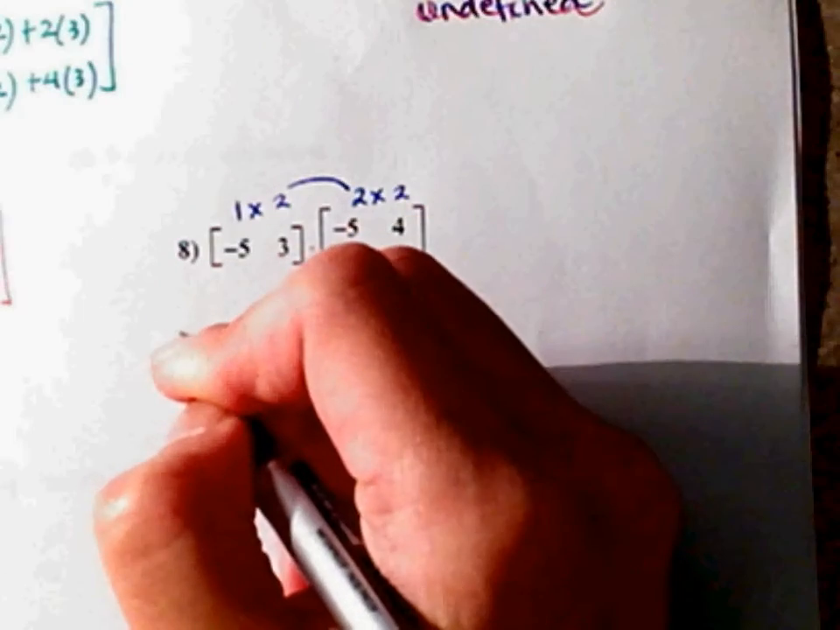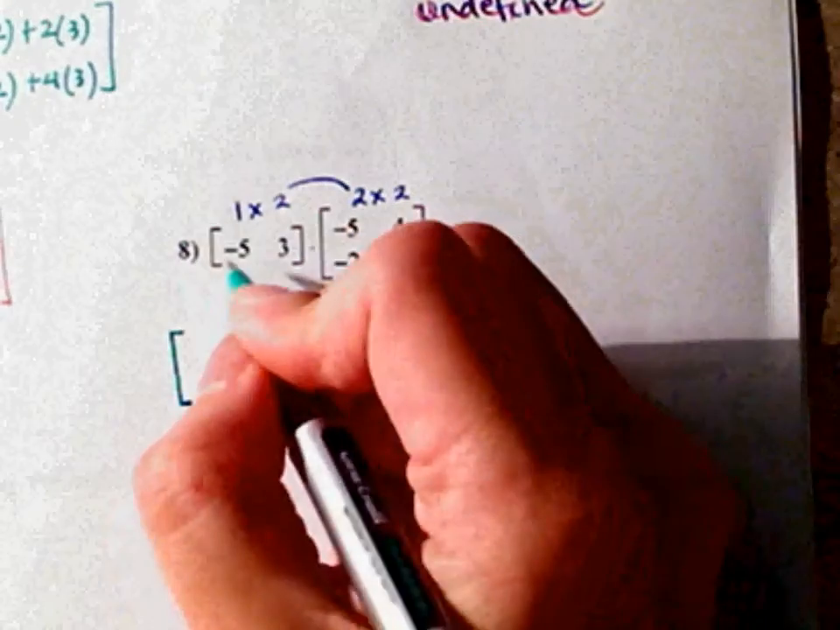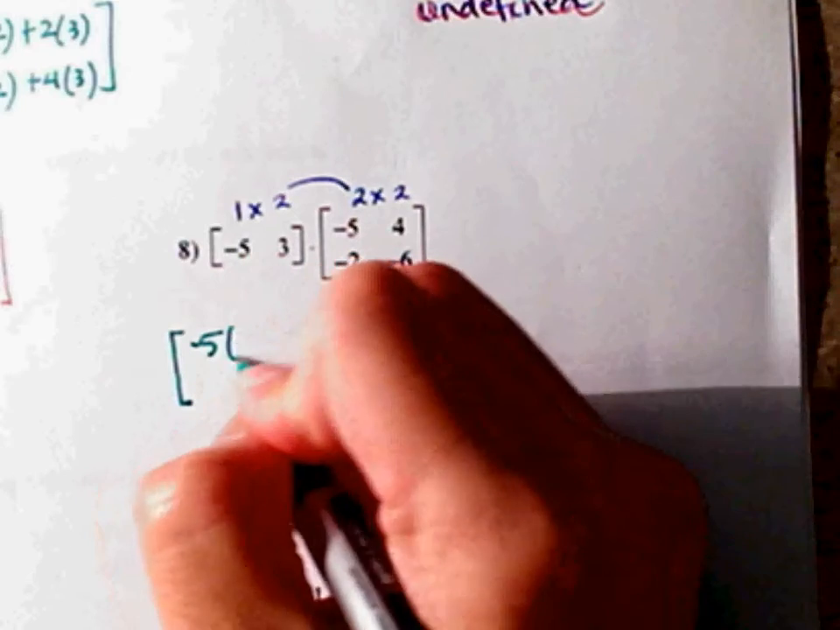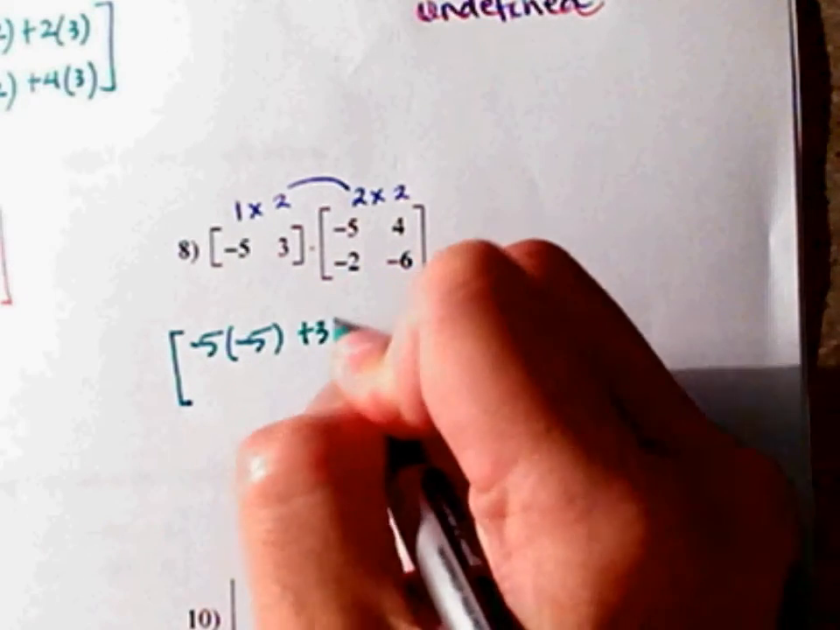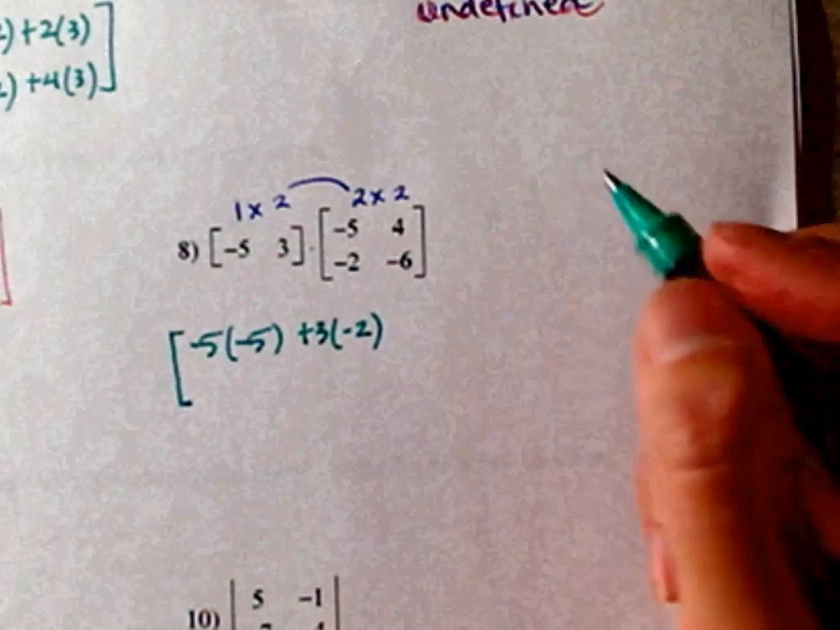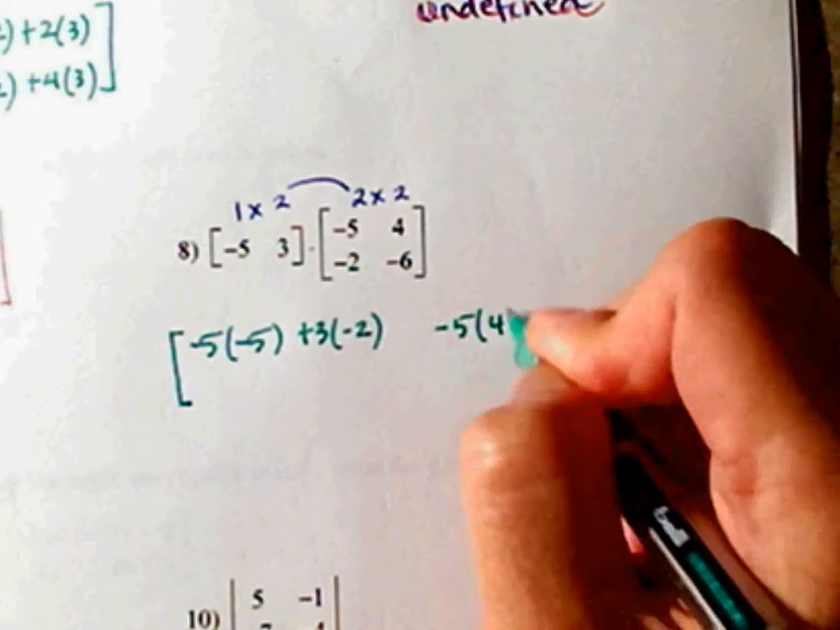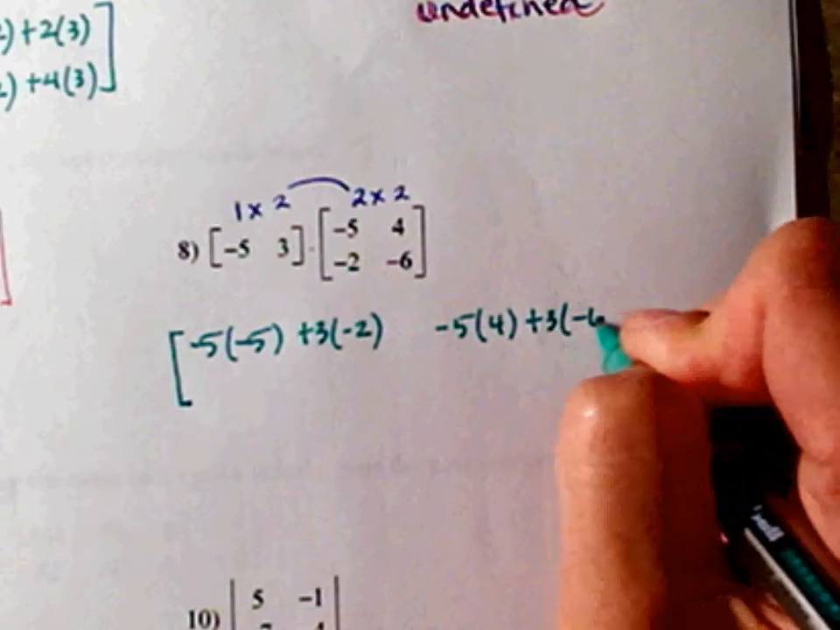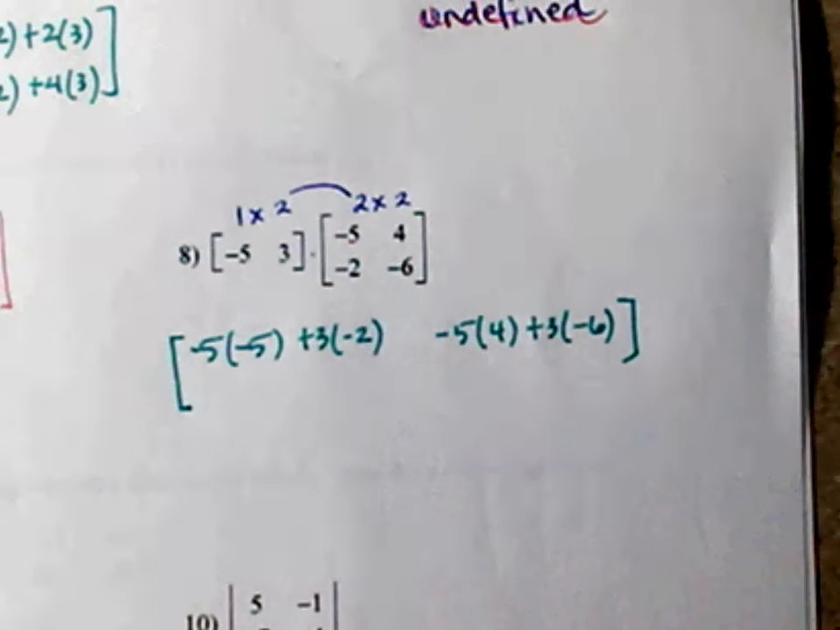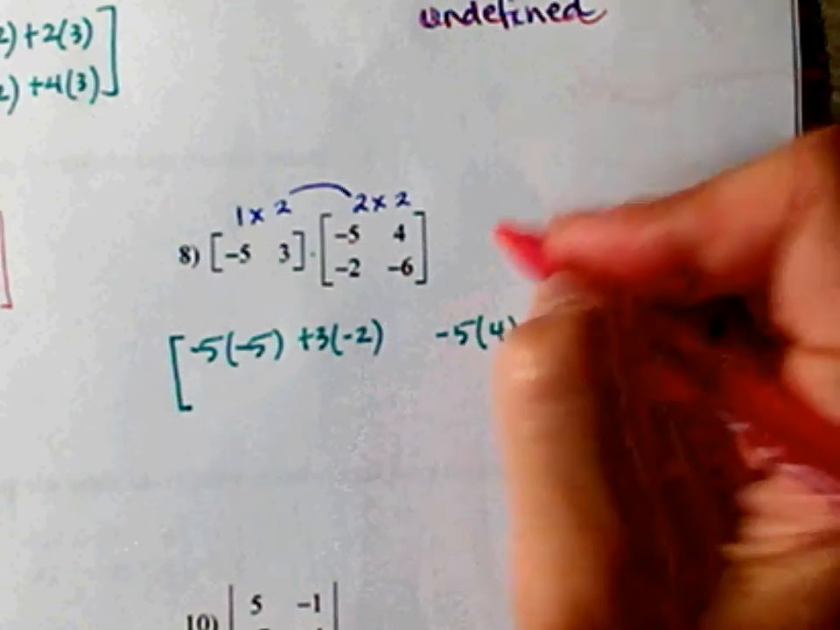So one row. First row, first column: negative 5 times negative 5 plus 3 times negative 2. First row, second column: negative 5 times 4 plus 3 times negative 6. And there's your 1 by 2. Okay? So here's my solution.